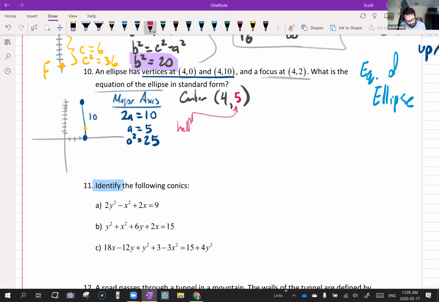It's halfway between the vertices. Okay? So you just get the midpoint. So the center, or the y value of the center, you just take this and this. So 0 plus 10 divided by 2, it gives 5.